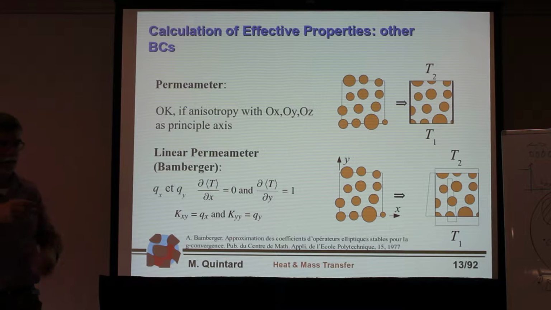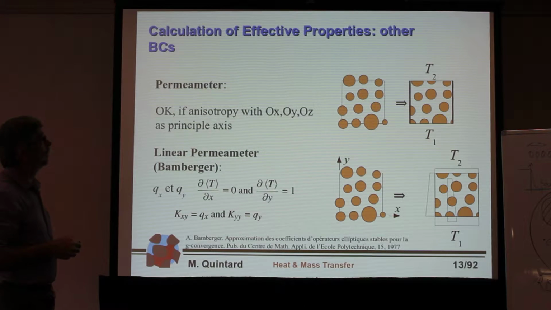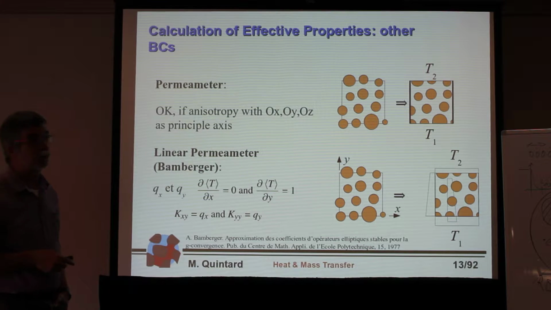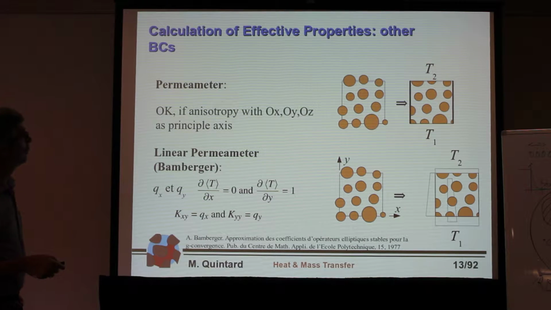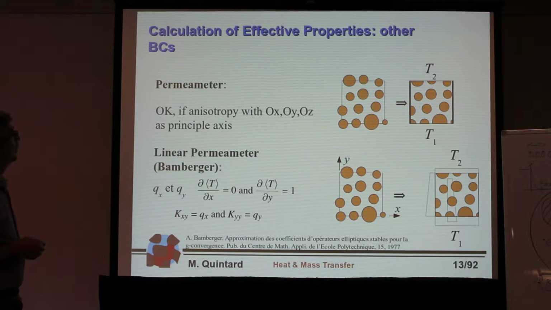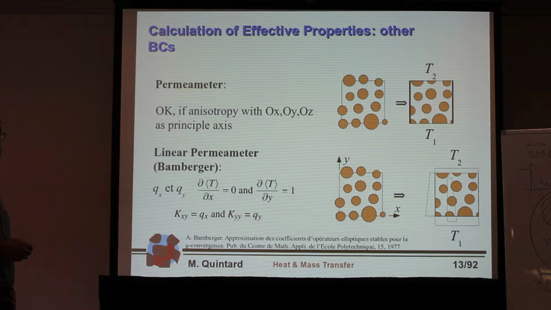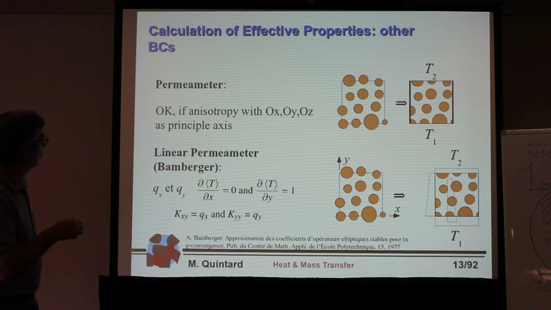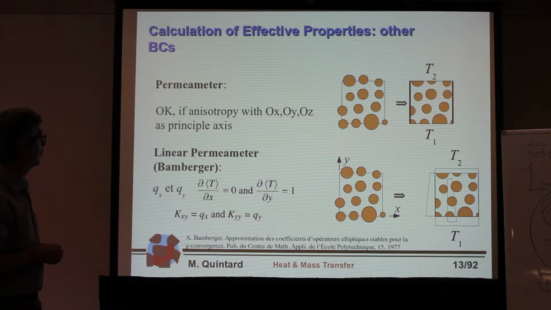There are still biases, or people are just reverting back to the original problem and introducing what are called permeameter conditions, either in a very simple case, but those boundary conditions do not handle anisotropy effects properly unless they are oriented along the axis of X or Y or Z. You can relax that by using what I call the Bamberger condition, because one of the first papers using that was produced by Bamberger, but it's called a linear permeameter.